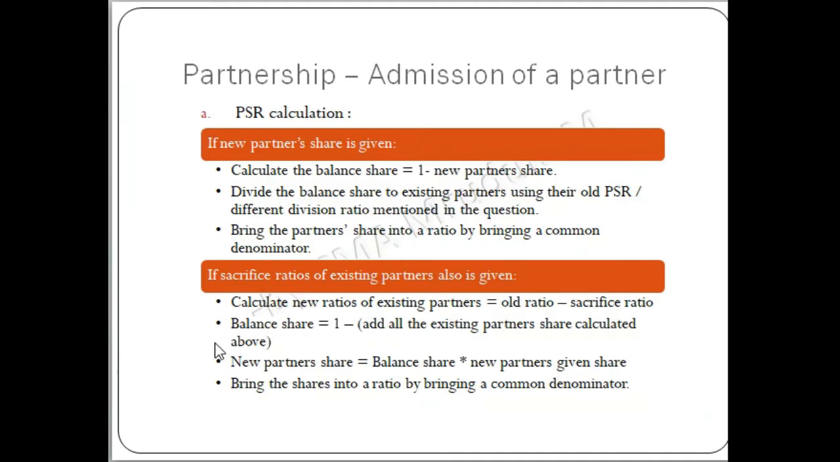So to revise the steps, in case a sacrifice ratio is given and the new partner's share is given, use the sacrifice ratio to calculate the new shares of the existing partners. Arrive at the balance share using these new shares of the existing partners. Using the balance share, calculate the new partner's share, okay, with the information given in the question. And now that we have the shares of all the partners, bring them all to a common denominator to arrive at the new profit sharing ratio.